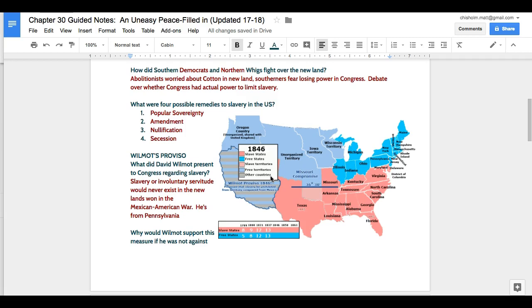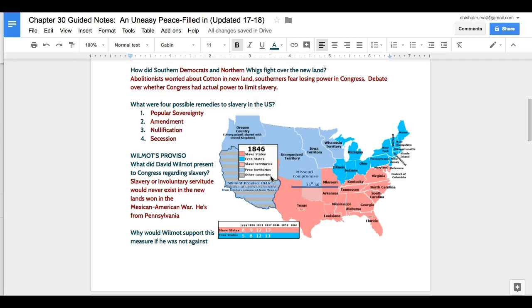Now, the 4 remedies to slavery, there's 4 things that were actual legitimate ways of getting out of war. Okay, Civil War is not seen as a remedy to slavery in the U.S. at this point in 1846 to 1850. The first remedy was this idea of popular sovereignty. And this was simply the idea that the people of a given territory should have the right to vote and decide if slaves go there or not. Seems pretty democratic and common sense.